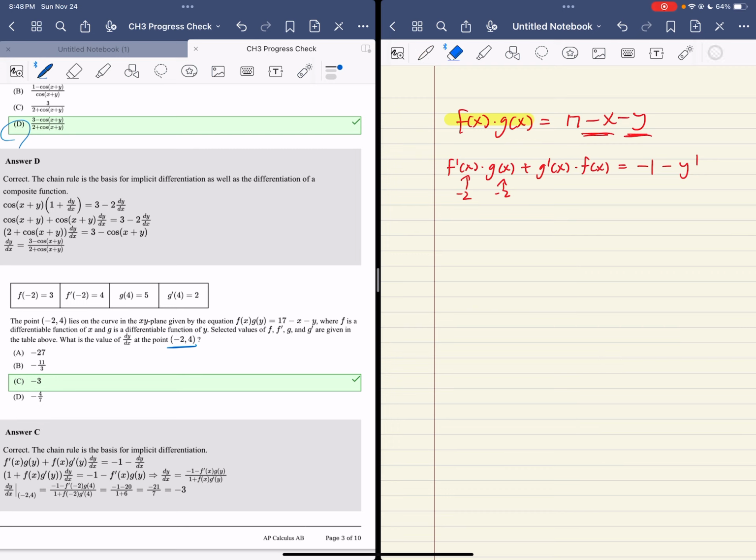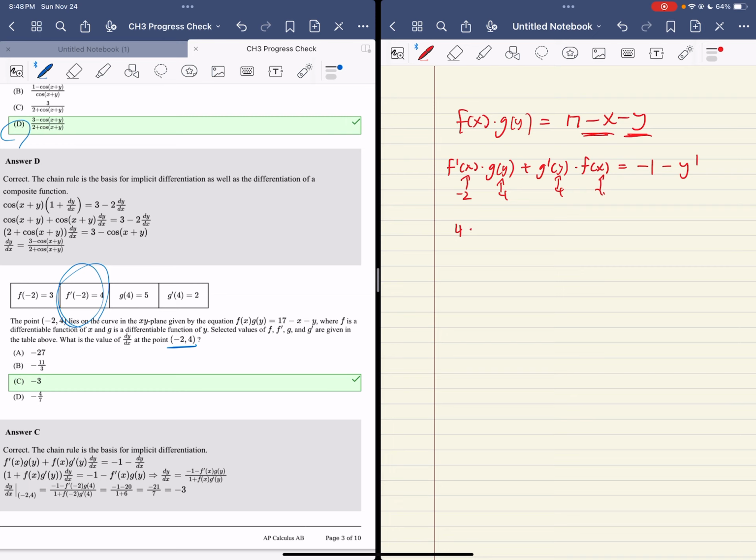Oh, it's not g of x. Actually, it's a g of y. I'm sorry, it's a g of y. So, okay, g of y. I was wondering what's going on. So here I'm going to plug in 4, and here I'm going to plug in 2. F prime of 2, according to this one, is going to be 4.